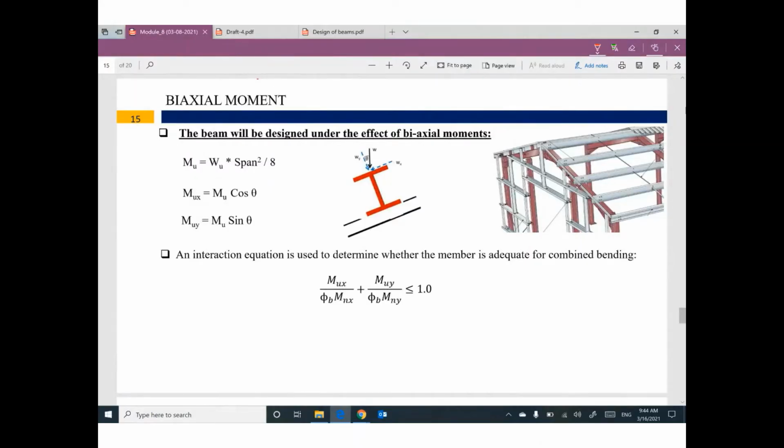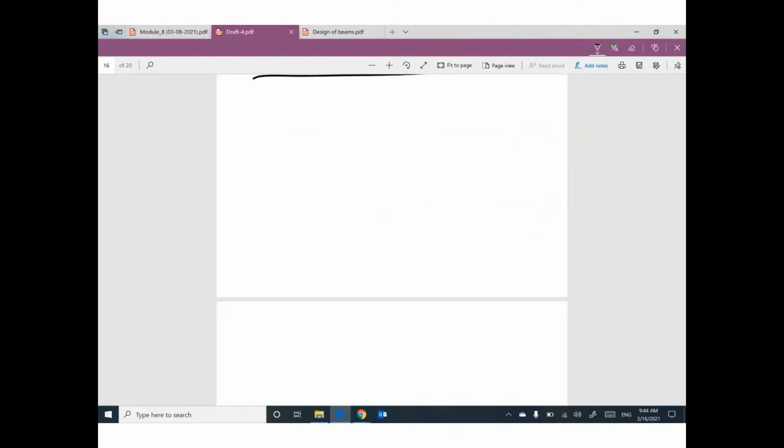So today we will start to design beam under the effect of biaxial moment. I'm sorry, what is the difference?